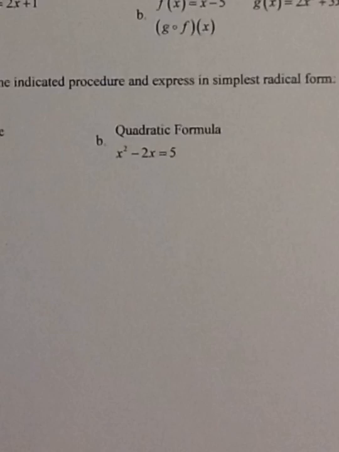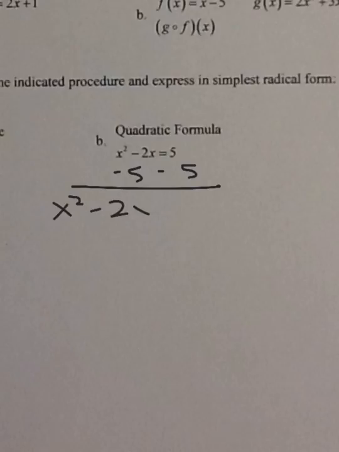Okay, so 10b is to solve using the quadratic formula. So I notice right away it's not in standard form, so I'm going to minus 5. So I get x squared minus 2x minus 5 is equal to 0. The quadratic formula you have to know. So that's x equals negative b plus minus the square root of b squared minus 4ac all over 2a.